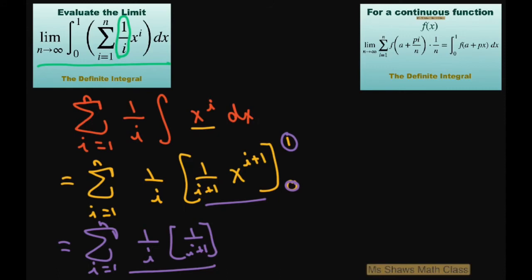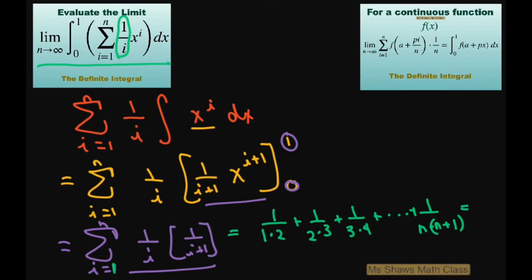Now let's see what this equals. If we expand this, if you start at 1, you're going to get 1 divided by 1 times 2 plus 1 divided by 2 times 3 plus 1 divided by 3 times 4 plus dot dot dot plus 1 divided by n times n plus 1. And this is going to equal, when you do the summation, 1 minus 1 divided by n plus 1. You divide each piece like that. So that's your answer here.